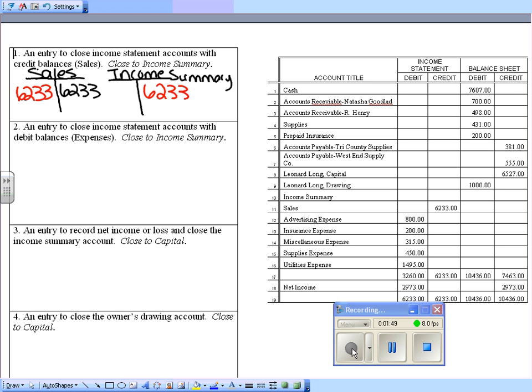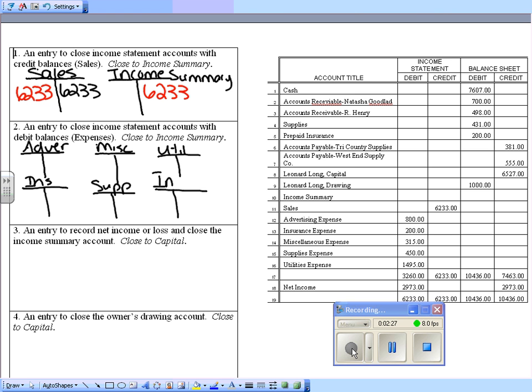Our second closing entry is going to be an entry to close income statement accounts with debit balances, and those are all your expenses. And we have, I believe, 4 expenses. And I'm not going to write expense, I'm just going to write what they are. We have advertising, we have insurance, we have miscellaneous, actually we have 5. We have supplies, and we have utilities. And then we're going to close those to income summary. So this closing entry is going to be 6 lines long.